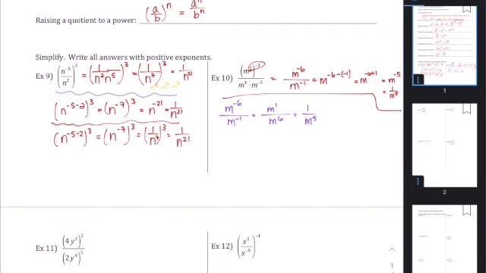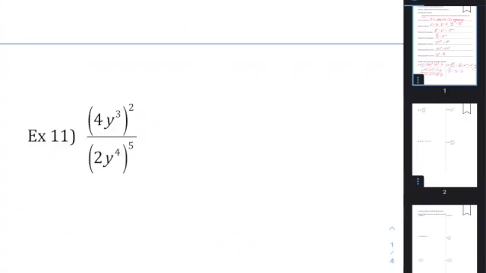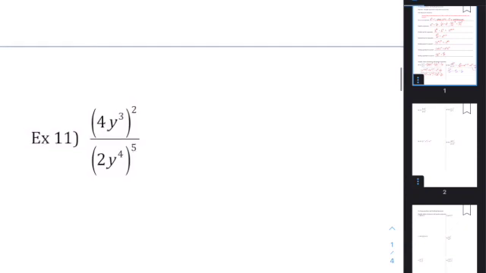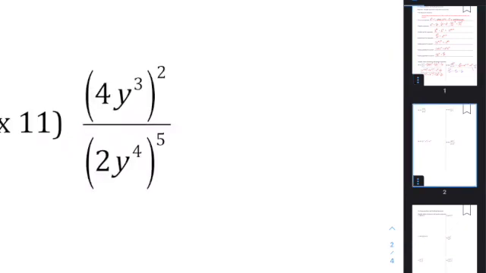Let's try one more. Notice the top and bottom have parentheses by themselves, not all the way around. So I'm going to take care of the parentheses part first. If you take care of the parentheses part, that means the top is going to be 2 of them. If it's 2 of them, that's going to be 16 y to the 6, because y to the 3rd, y to the 3rd is y to the 6.